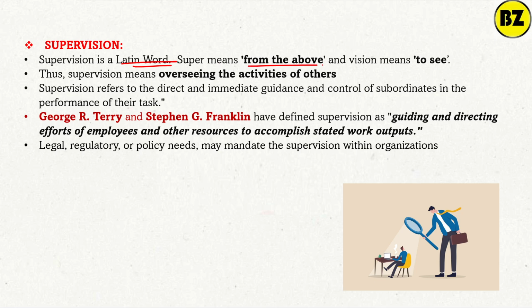Super means from above, and vision means to see, right? So supervision means simply overseeing the activity of others, like a supervisor does. Supervision refers to the direct and immediate guidance and control of subordinates in the performance of their tasks. What does supervision mean? You are overseeing your team.